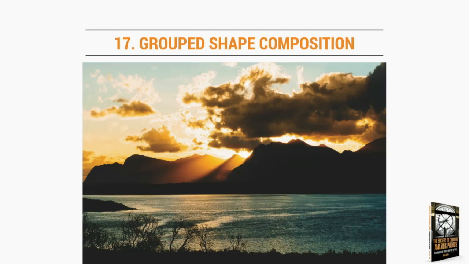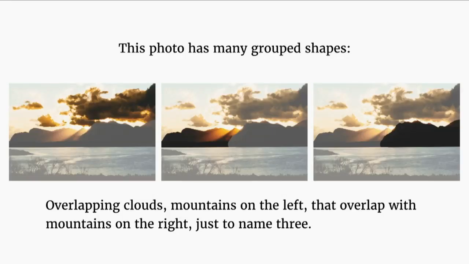Anyway, group shape composition. So what we have here is a bunch of different shapes that work together. That photograph breaks down into at least three different shapes. You have overlapping clouds on the left that overlap also with the mountains on the left, and those overlap with the mountains on the right. So you have at least three shapes working together. This is something that William Paluth made a note about, that many of the classical painters use this technique. It brings about interest.